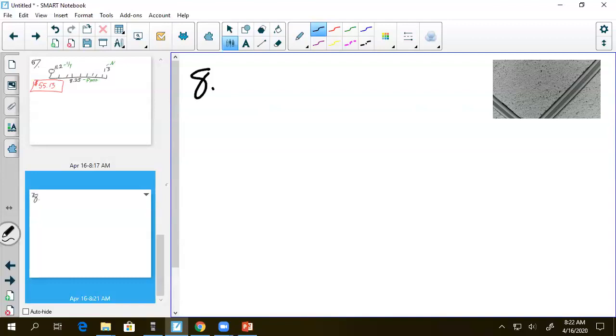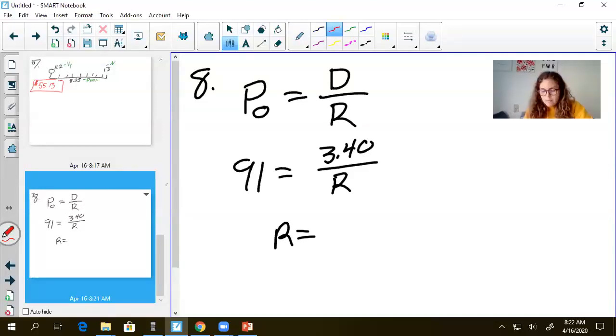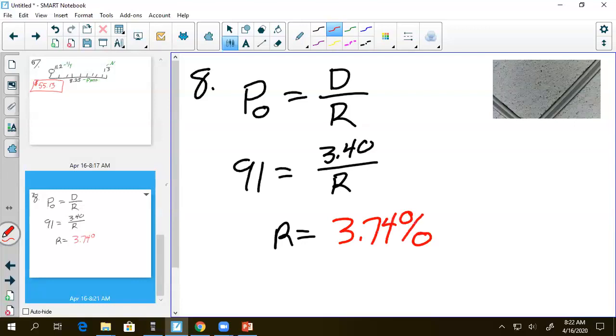Well, we know that our price equals the dividend over our rate of return, right? So we have our price at 91. Our dividend is 3.40, and we're solving for R. So what does R equal here? What's our rate of return on this preferred stock? 3.74%. There we go. Everybody good there?